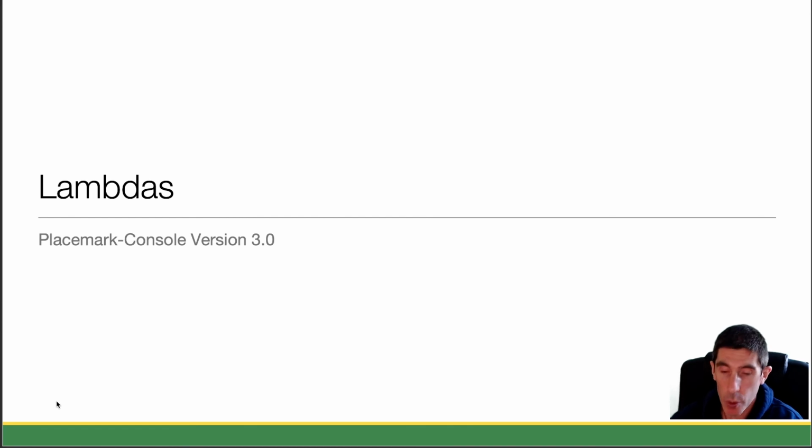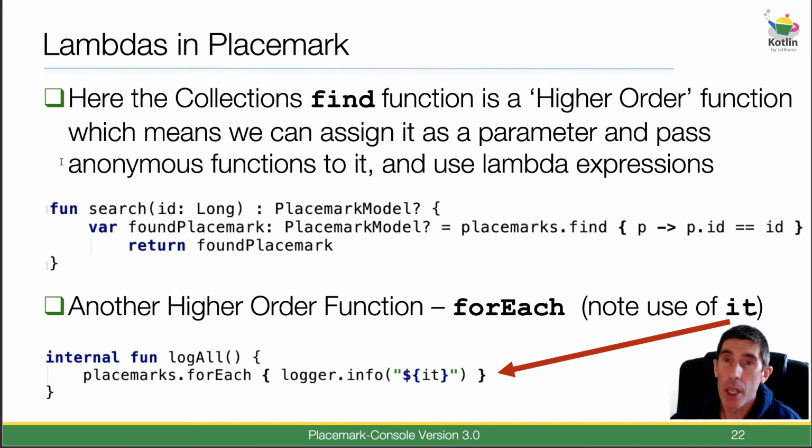And finally, a quick look at where we use lambdas, and we would have touched on this in the previous syntax part 2.3 section. So lambdas in placemark. So here the collections find function is a higher order function. Again, we talked about that before, which means we can assign it as a parameter and pass anonymous functions to it and use those lambda expressions.